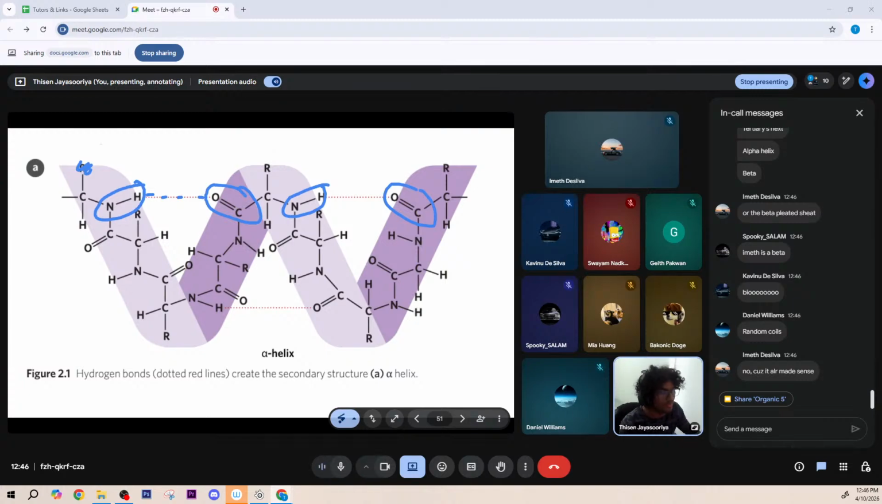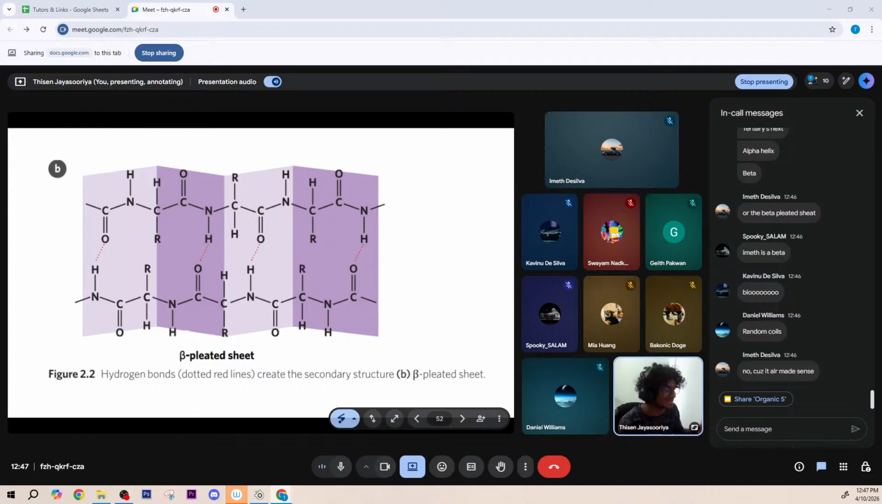Then we have our, well, this is just a diagram of the beta pleat sheet. Yeah? So it basically does the exact same thing. It's just arranged in a different way. So here we have our CO, we have the NH, and we have the hydrogen bond between them connecting. So do you see how this doesn't include any of these residual groups? Yeah? Because that's what the tertiary structure does. So this bonds the main chain, not the residual groups, the main chain of the amino acid. Yeah?